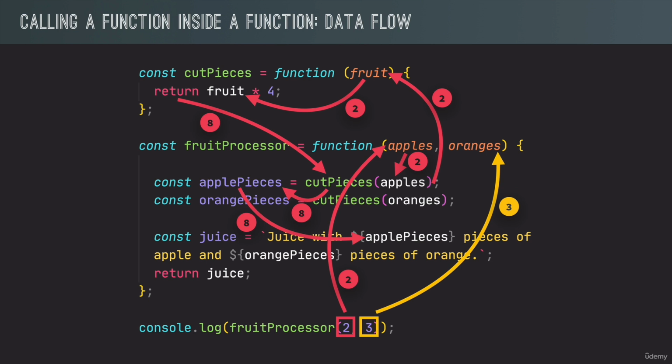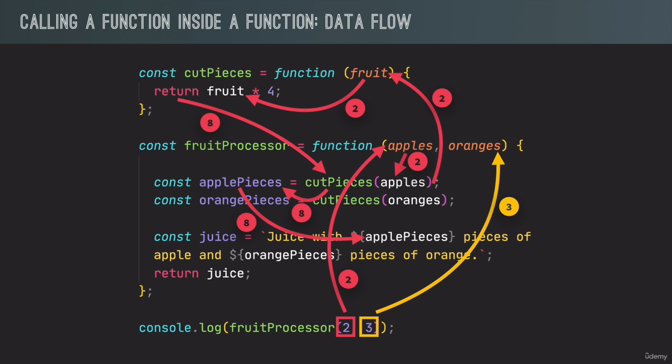Okay? So take a moment and analyze exactly how the data flows from one function to another, because I know that it can be a little bit confusing, especially calling the cut pieces function here without a tangible number. So we're calling cut pieces here not with an actual number that we wrote ourselves, like 2 or 3, but really with the argument that we received into fruit processor. So that can be a little bit confusing, so take a second to understand exactly what happens here.